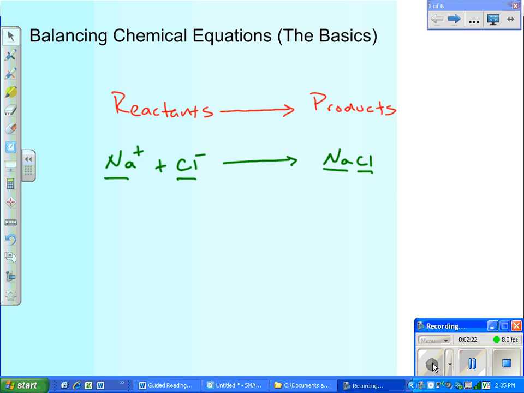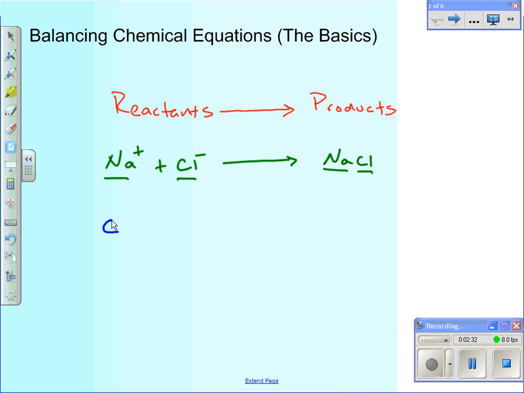But let's try another one that's maybe not as obvious. Let's try the combustion of methane. Methane is more or less what comes out of the gas jets in our classroom. And the equation for combustion might look like this. CH4 is methane. We're going to combine it with oxygen in the air. Remember, that's O2. Oxygen gas is always O2. And the byproducts of almost all combustion reactions are carbon dioxide and water.